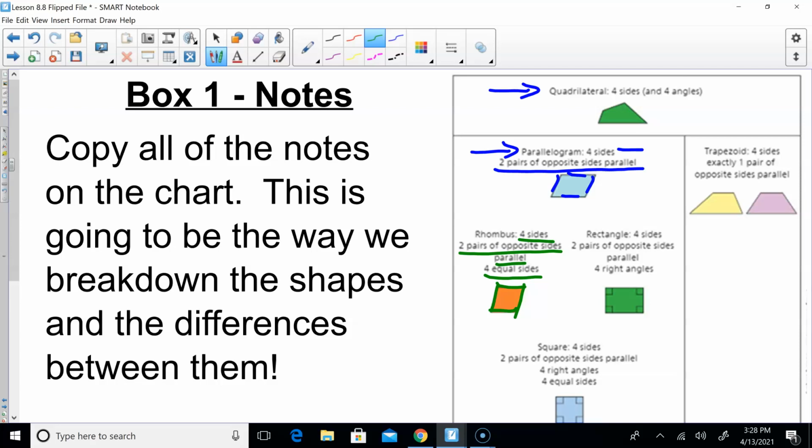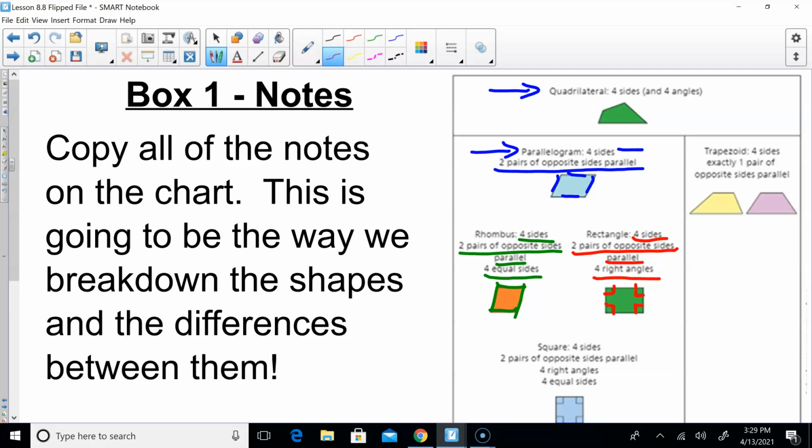We'll look at another shape that looks probably very familiar, a rectangle. A rectangle has four sides, which makes it a quadrilateral. A rectangle has two pairs of opposite sides parallel, so a rectangle is also a parallelogram. But what makes a rectangle different than a parallelogram and a rhombus is that a rectangle has four right angles. So in each of the corners where the adjacent sides meet, those are all right angles. And that's what makes a rectangle a rectangle.